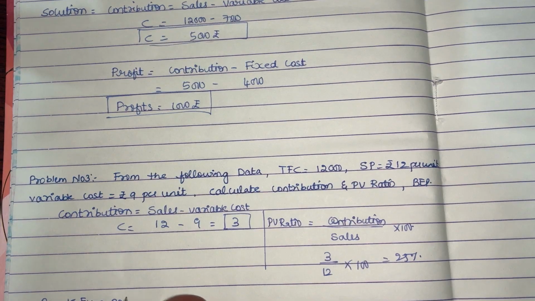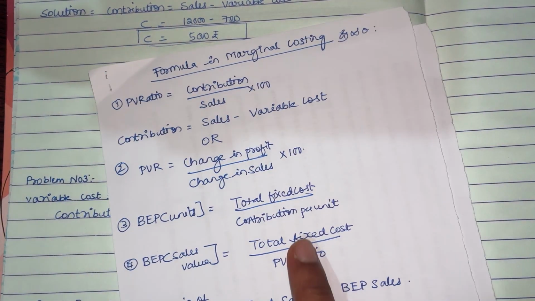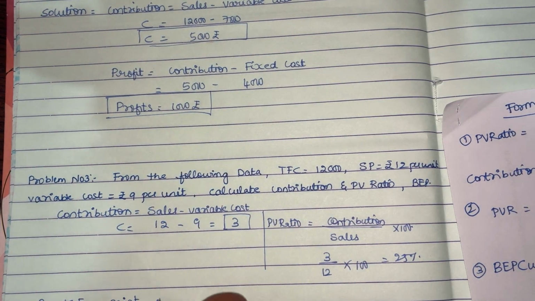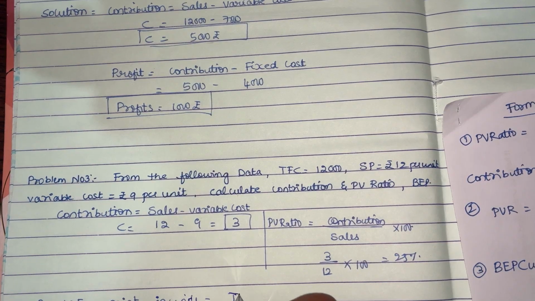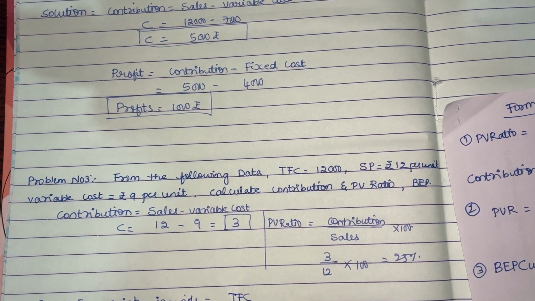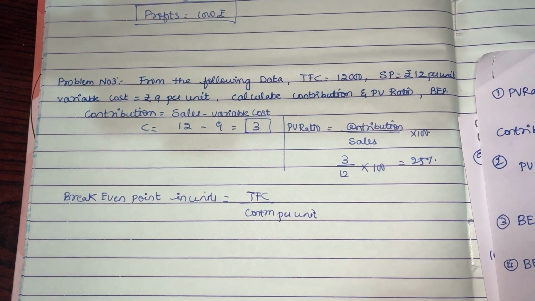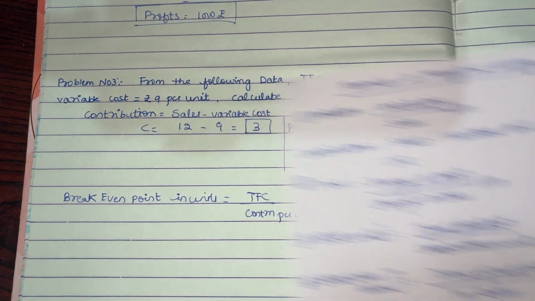Now we need to calculate BEP, that is break even point, BEP. Now what is BEP in units? Formula: total fixed cost divided by contribution per unit. So BEP in units is total fixed cost divided by contribution per unit.